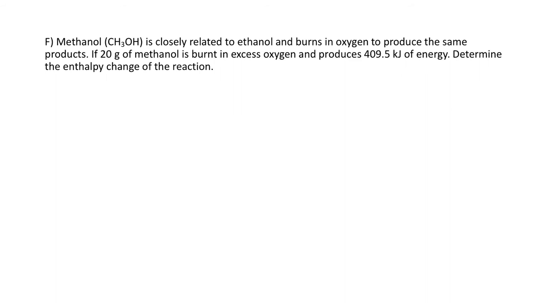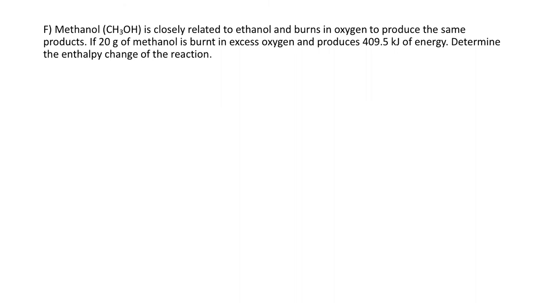Methanol is closely related to ethanol. It burns in oxygen to produce the same products. If 20 grams of methanol is burnt in excess oxygen, it produces 409.5 kilojoules of energy. Determine the enthalpy change of the reaction. So this is solving for delta H. First of all, let's write out the equation: CH3OH plus O2 goes to CO2 plus H2O. This will take a bit of balancing. Put a 2 there, and then I have 4 oxygens on the right and 3 oxygens on the left, but I can't have that, so I'm going to put a 2 there, a 2 here, and a 4 here. Now I have 8 oxygens on the right and 4 oxygens on the left, so I'll put a 3 there, and that's a balanced equation. If 20 grams of methanol is burnt in excess oxygen, it produces that much energy, so I need to work out the number of moles of methanol.